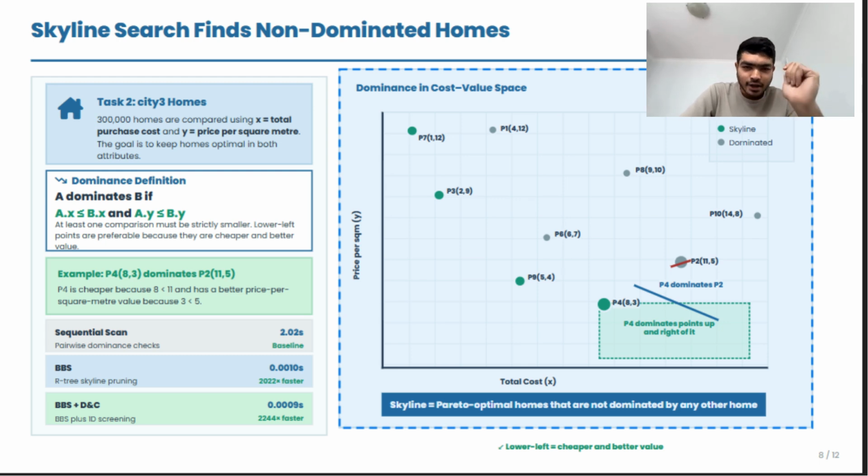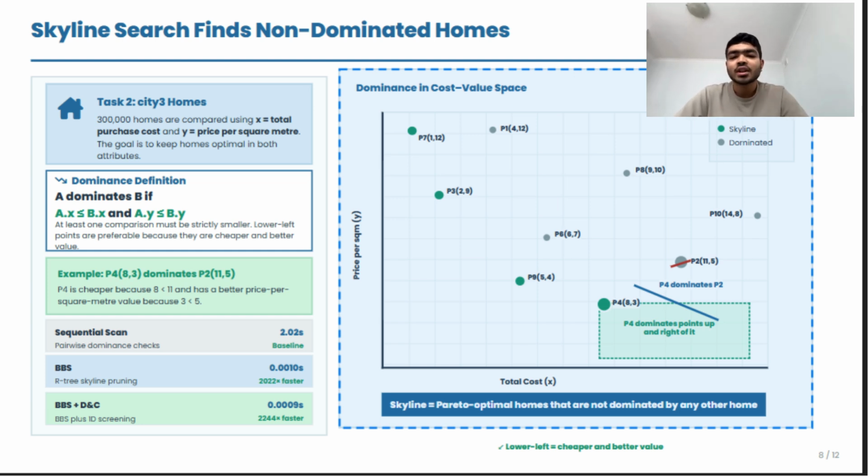The skyline is the complete set of homes that are not dominated by any other home. These are called the Pareto optimal choices. They represent every meaningful trade-off available. If you want the cheapest home possible, the skyline shows the best price per square meter you can get at that cost. If you want the best price per square meter, the skyline shows the cheapest cost you can get for that quality.